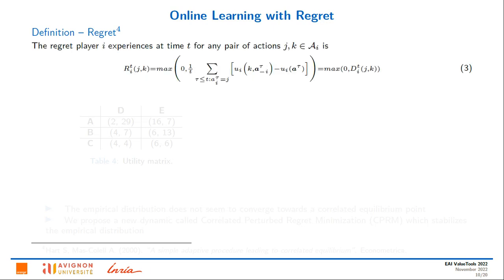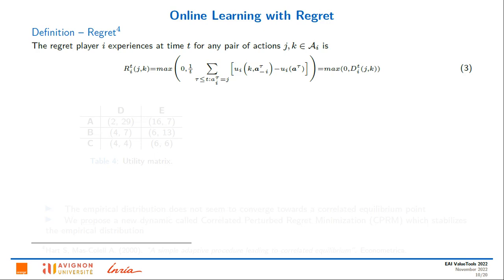So the regret is defined for each player, and for each pair of actions, J and K, as the difference between what a player obtained during T sequences of play and what he could have obtained if he played K instead of J.